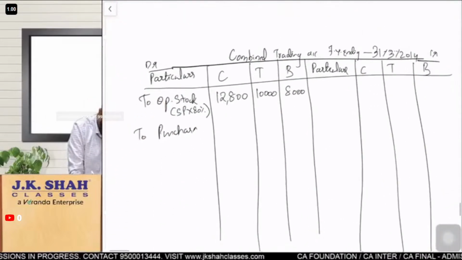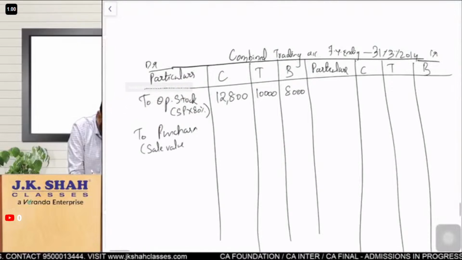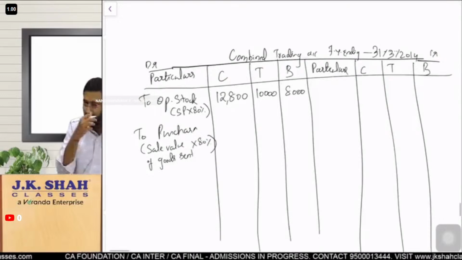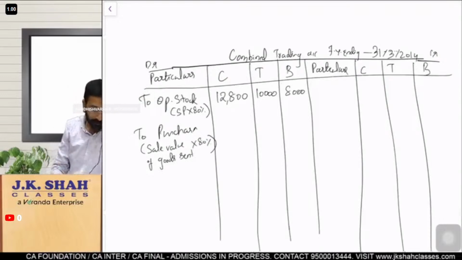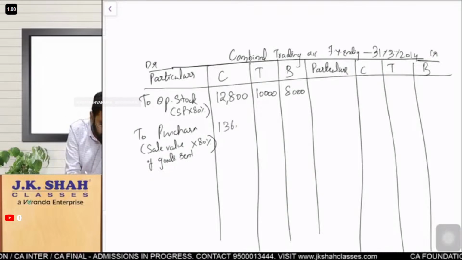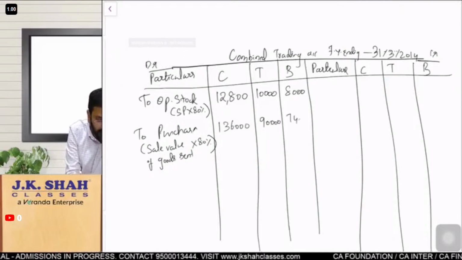Two purchases. I'll write in brackets for the reference: sale value of goods sent into 80%. Give me those figures. 1,36,000, 90,000, 74,000.